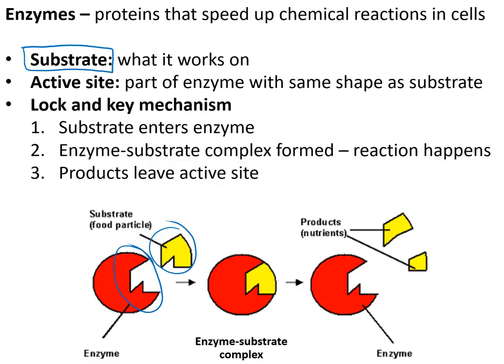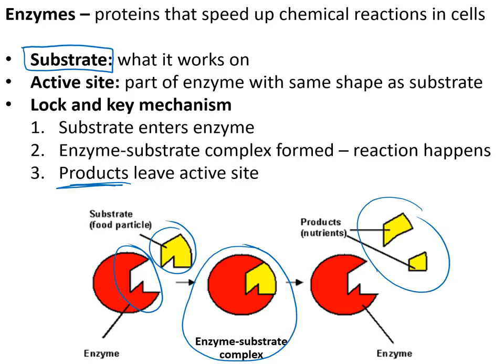Enzymes work by the lock and key mechanism. So the idea is that the substrate enters the enzyme and it forms an enzyme substrate complex. Whilst it is in the active site, the substrate changes in some way to form the products. And then the products leave the active site, and the active site is left unchanged, ready for another substrate to go in. And this process is repeated many thousands of times every second.